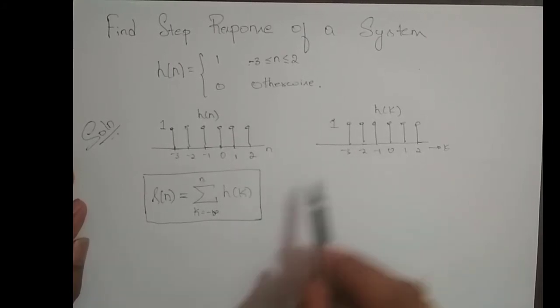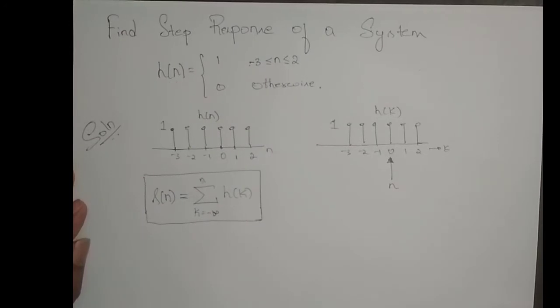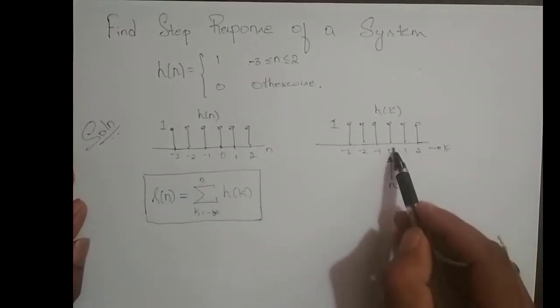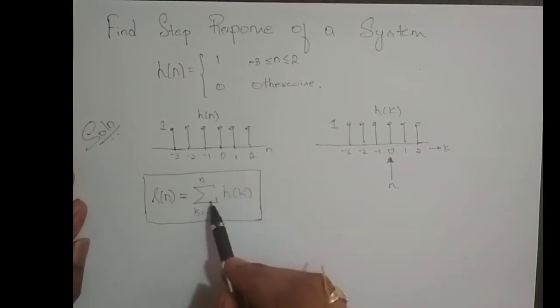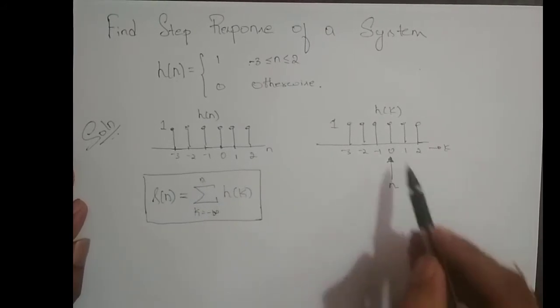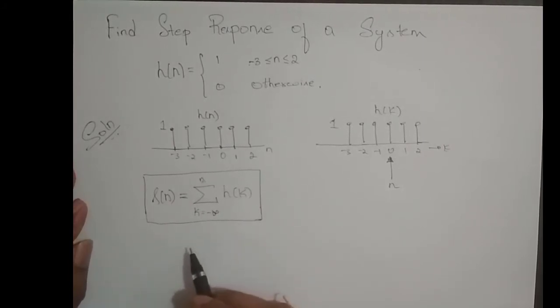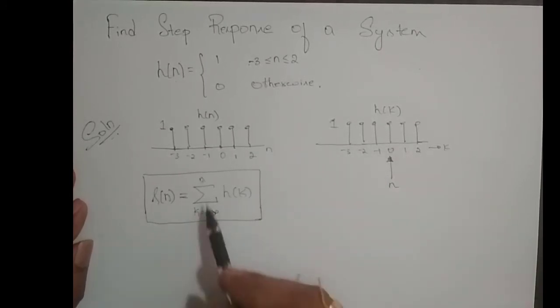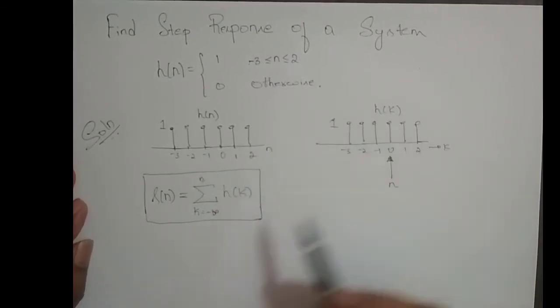In this particular problem, if I keep this n at k equal to 0, this will be my slider with an index n. So if I keep this n at k equal to 0, this n is started from -infinity, and what I have to do is sum up all the samples of h of k starting from -infinity up to n. And what is the n value? It is 0. I hope you got the concept. For example, if I keep this n at 2, what will be the summation limit now? K varying from -infinity till 2. I need to sum up all the samples of h of k.